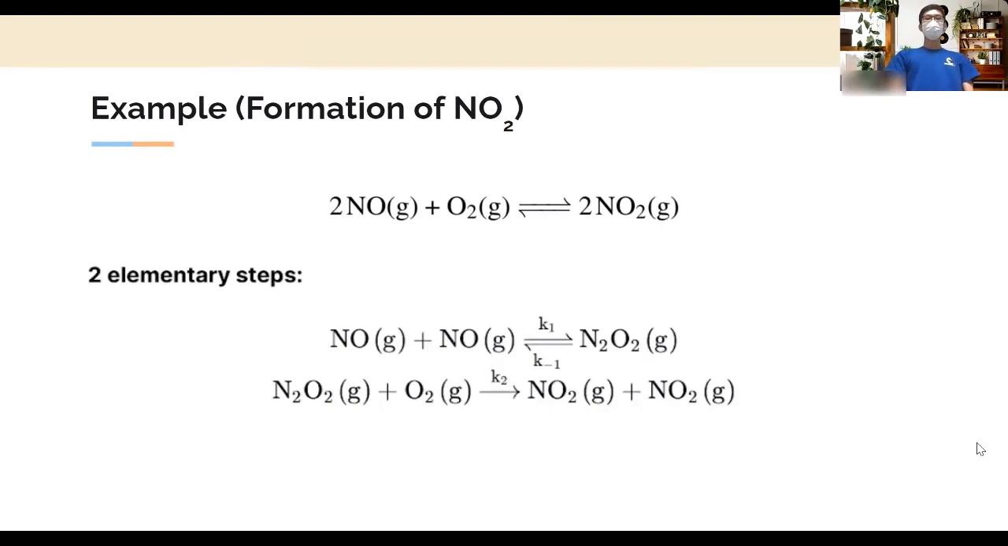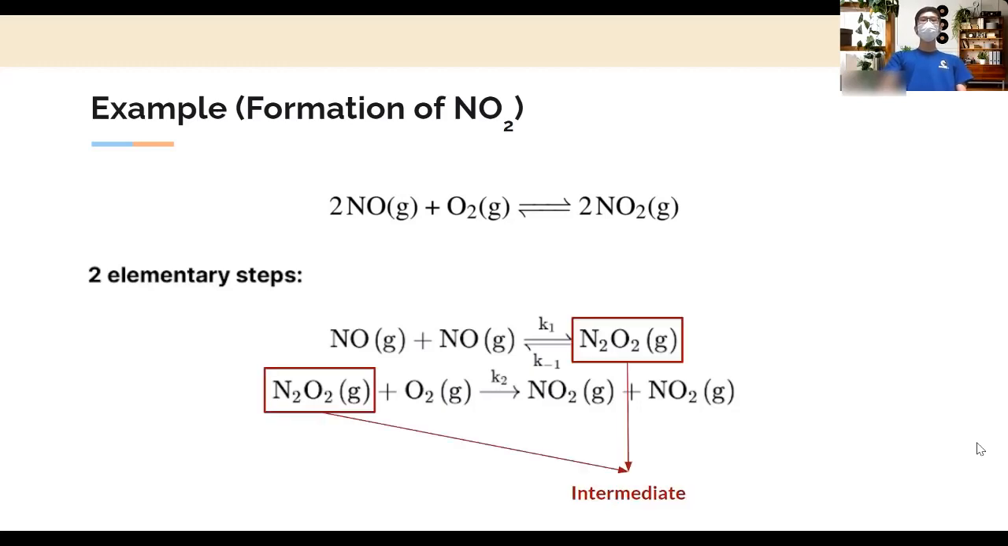Firstly, two NO molecules are in equilibrium, like react in equilibrium to form N2O2. So the forward reaction rate constant is K1, and the backwards rate constant is K minus 1. And then in the second elementary step, N2O2 reacts with O2 to form two NO2 molecules. So the intermediate in this case would be N2O2 because it is formed during the reaction in the elementary steps and consumed in the elementary steps as well.